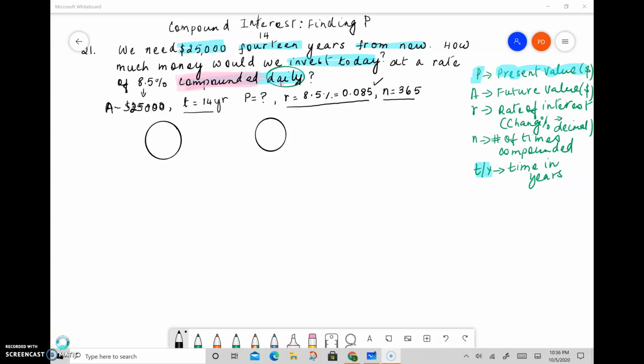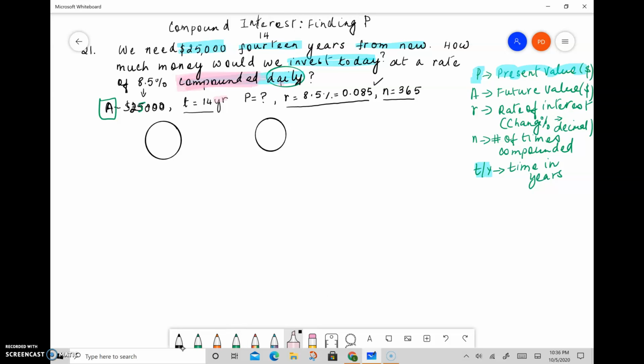In this problem, we need $25,000 14 years from now. So in the future, that is 14 years from now, we need the amount of $25,000. The future value of money is denoted by the letter A. So A is $25,000.